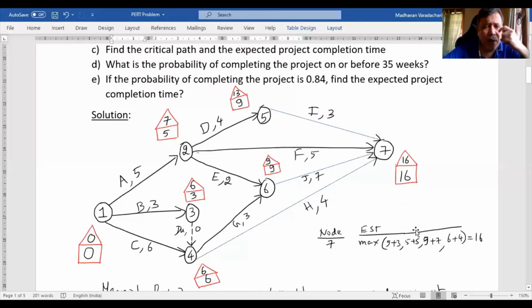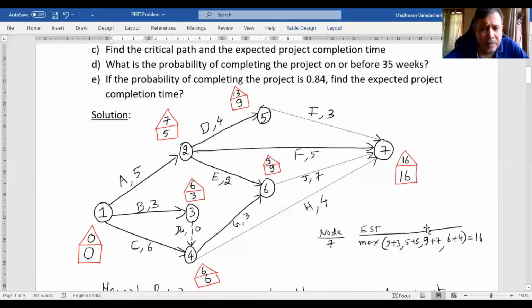How? You need to identify where the rectangle and triangle have the same numbers. That will be the critical path in ascending order. The first common numbers are 0, 0. What about the next common numbers? 6, 6. Next, 9, 9. Next, 16, 16. That is in your critical path.